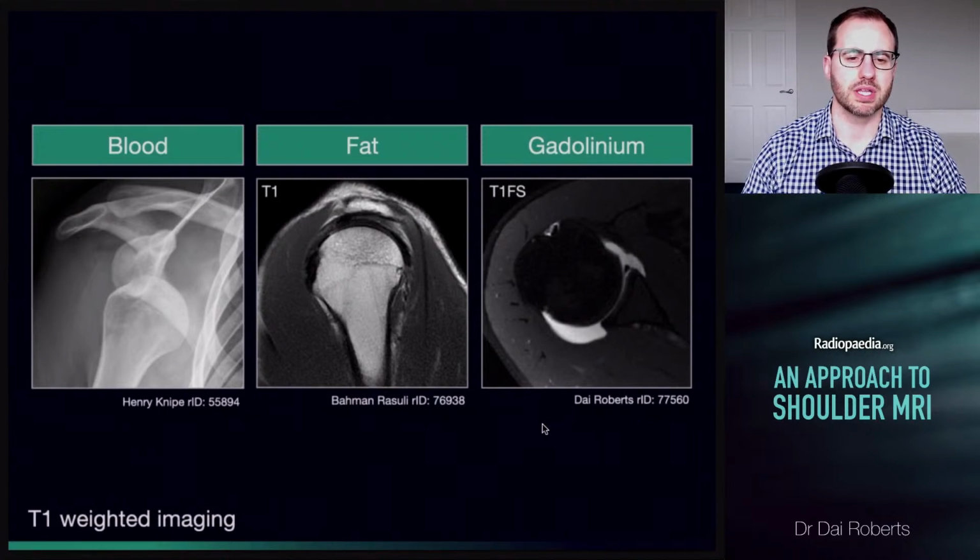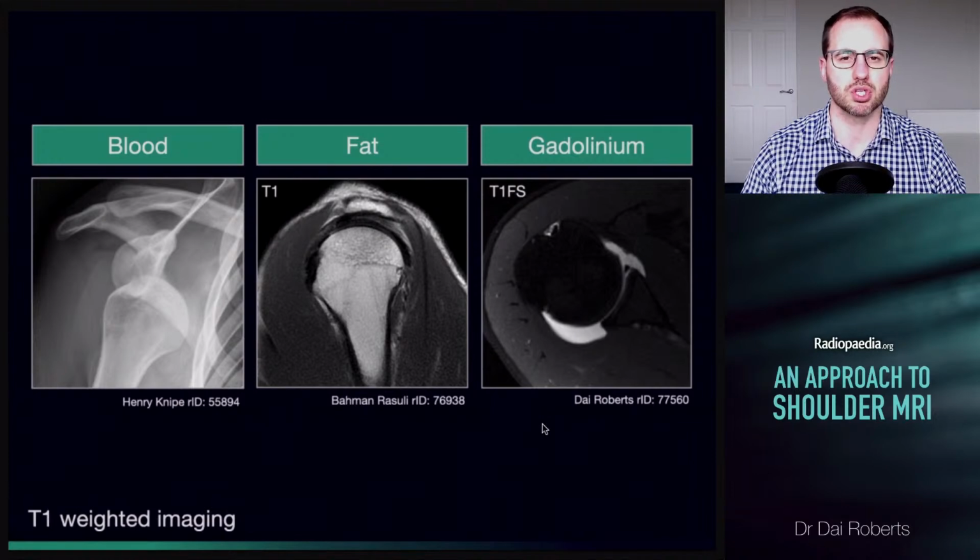You probably appreciate that the non-arthrographic and the arthrographic studies are going to be performed slightly differently, and the arthrograms are going to be heavily T1 fat saturated sequences. And the reason we do that is because there's only so many things which are high signal on T1 weighted imaging. And it was always taught to me the best way to remember this is BFG: blood, fat, and GAD.